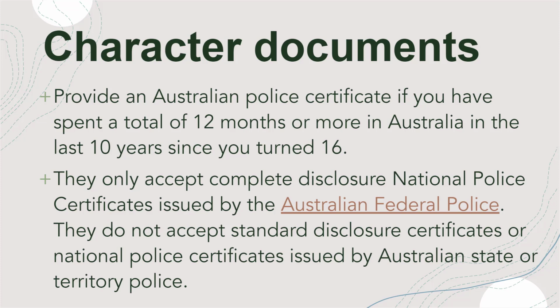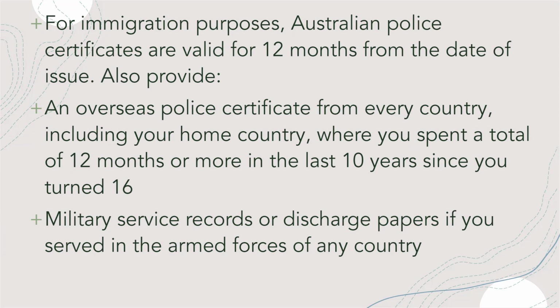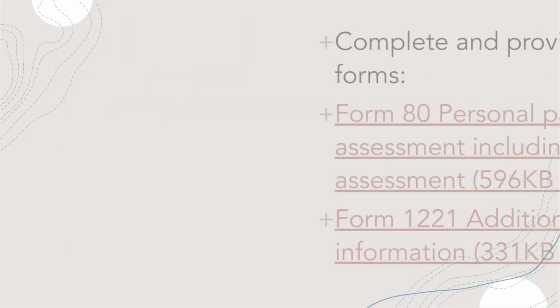They do not accept standard disclosure certificates or national police certificates issued by Australian state or territory police. For immigration purposes, Australian police certificates are valid for 12 months from the date of issue. Also provide an overseas police certificate from every country, including your home country, where you spent a total of 12 months or more in the last 10 years since you turned 16, and military service records or discharge papers if you served in the armed forces of any country.